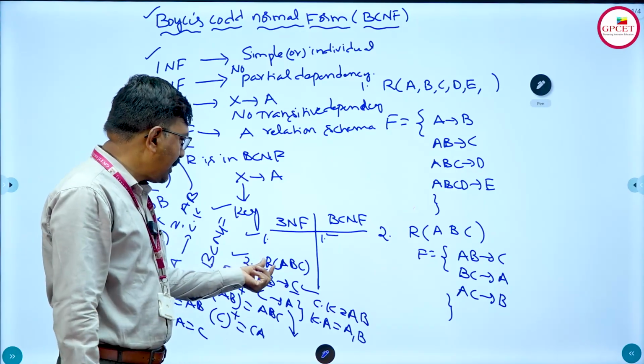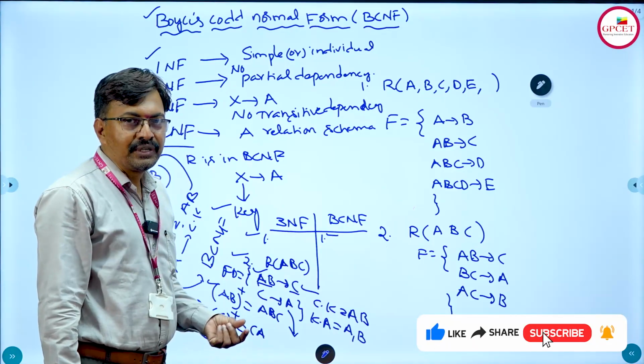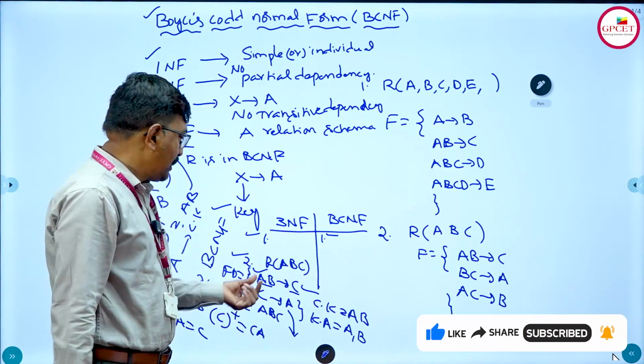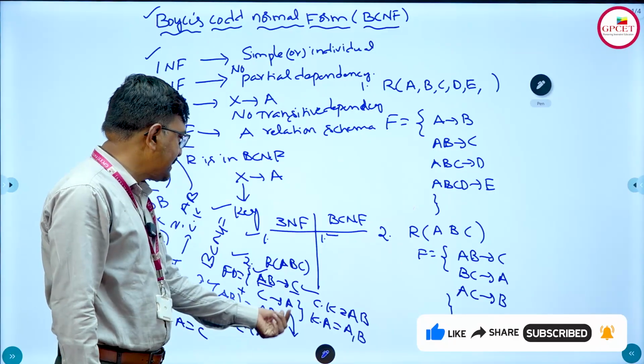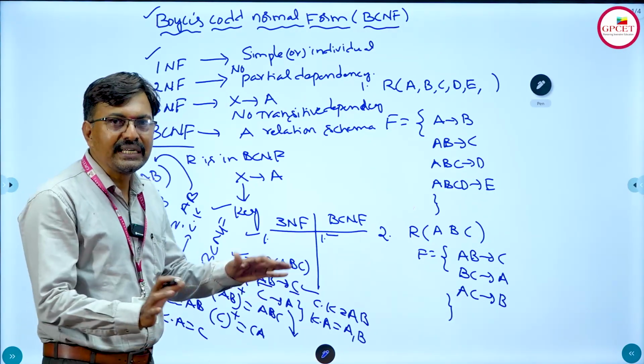What is the third normal form? R of A comma B comma C, AB tends to C, C tends to A. First we find the closure, that is AB closure. A, B, C. We can get the original relation. That's why AB is a candidate key.